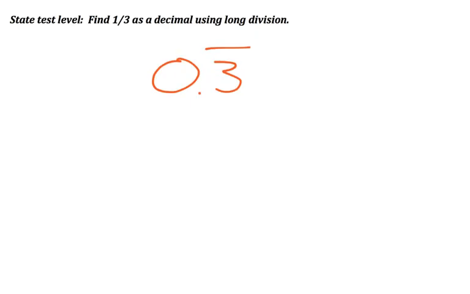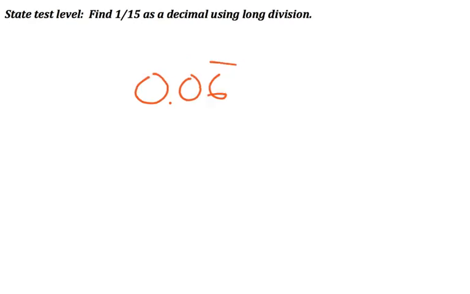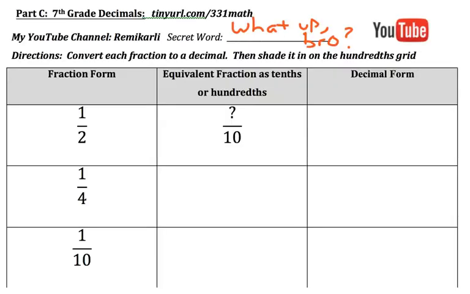For the state test level questions, 1/3 as a decimal is 0.3 repeating, and 1/15 as a decimal is 0.06 with the 6 repeating. I actually haven't gone over these last two types of problems in class, but they're definitely going to be on the state test. So if you want to see a tutorial for how to deal with weird fractions that go on forever, and maybe you're even wondering why there is some sort of line over the digit, then please watch, because I'm going to go over all of it.